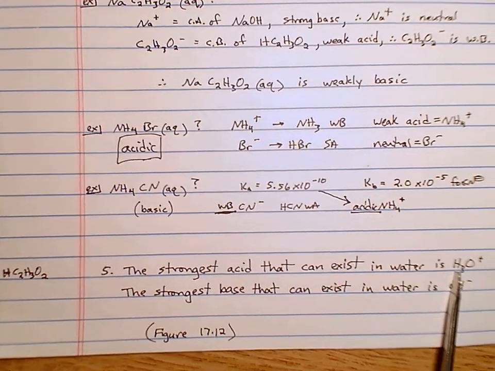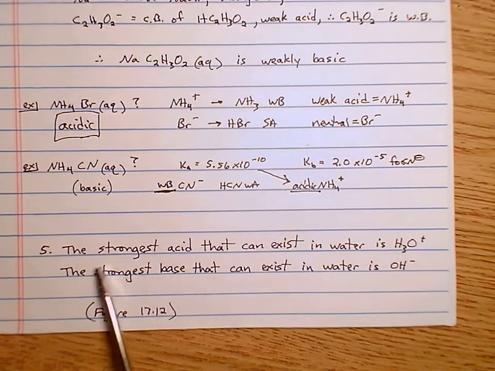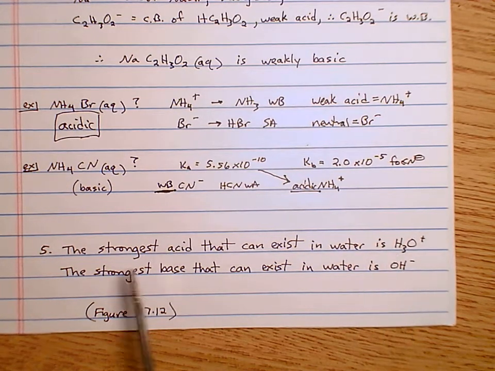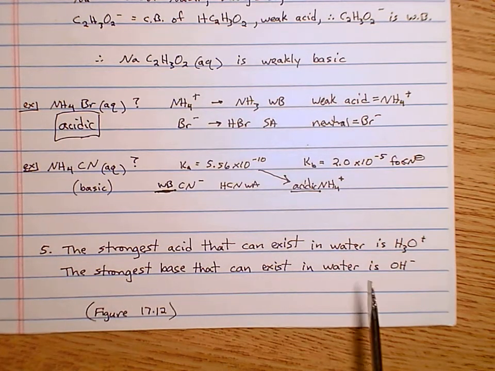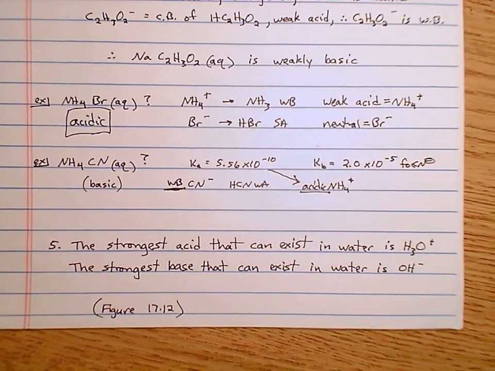H3O+ is the strongest acid that can exist in water. If you throw an acid into water that is a stronger acid than H3O+, such as HCl, such as HBr, such as H2SO4, that acid will dissociate to form H3O+. The strongest base that can exist in water is hydroxide. You throw in a base that is stronger than hydroxide, and it will dissociate to form hydroxide.